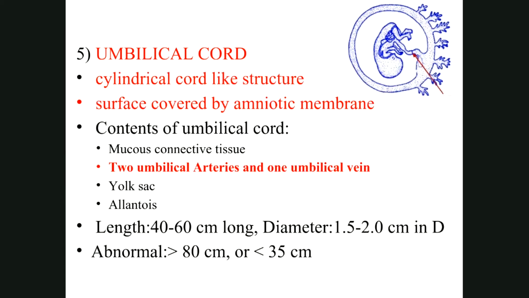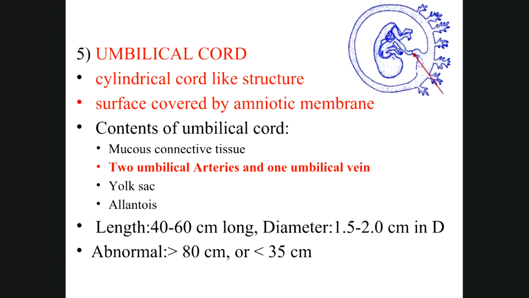So this is very important to know: the length of the umbilical cord. If it is short, it will cause a problem because during delivery, if the baby is going out and the cord is short, it may tear and lead to bleeding. So either the length is less or more, both situations are a problem. The length of the umbilical cord should be optimal, around 40 to 60 centimeters. More than 80 is abnormal, and less than 35 is considered abnormal. So this is about the umbilical cord.